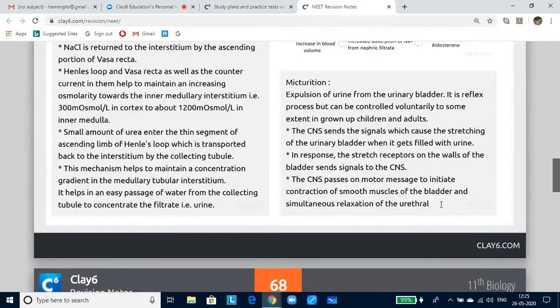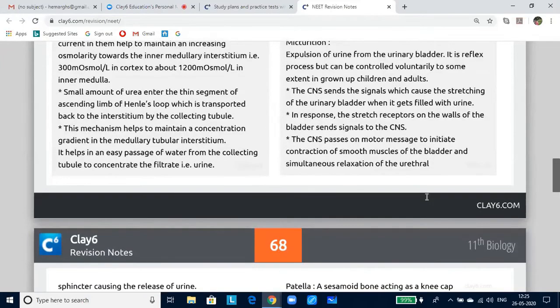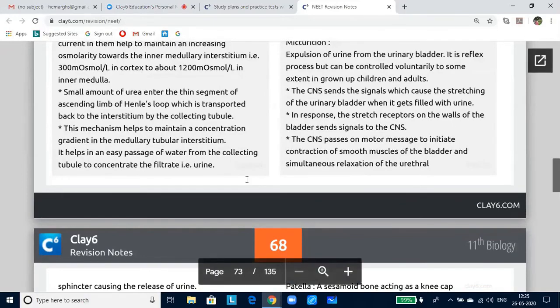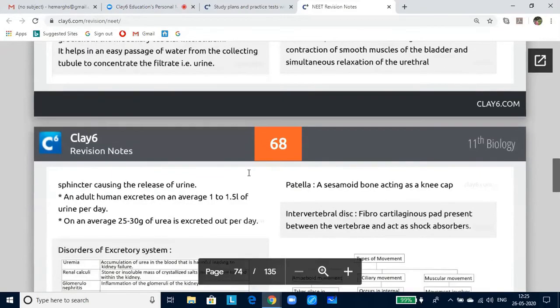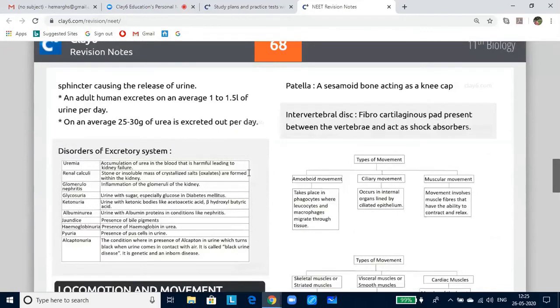The nerves sense the signals, which cause the stretching of the urinary bladder when it gets filled with urine. In response, the stretch receptors on the walls of the bladder send signals to the CNS. The CNS passes on the motor message to initiate contraction of smooth muscles of the bladder and simultaneous relaxation of the urethral sphincter, causing the release of urine. An adult human excretes on an average 1 to 1.5 liters of urine per day. On an average, 25 to 30 grams of urea is excreted out per day.